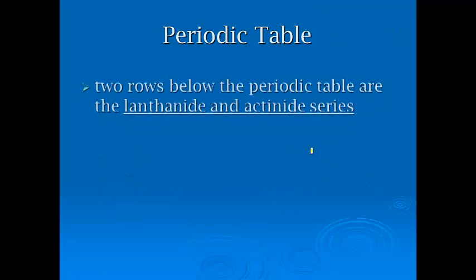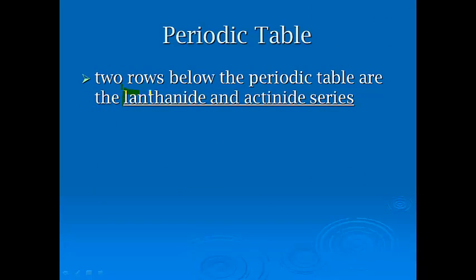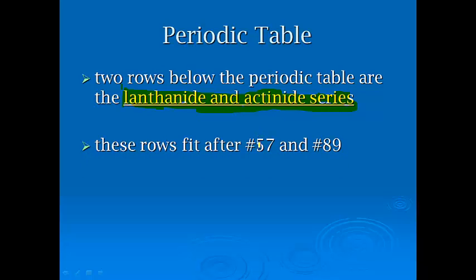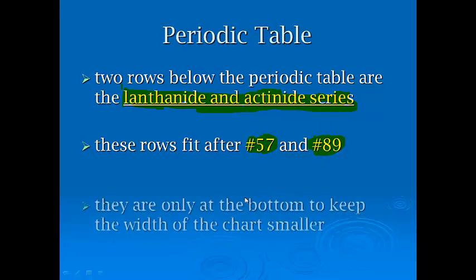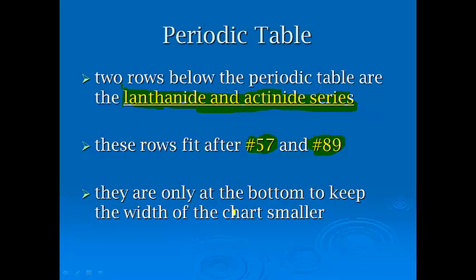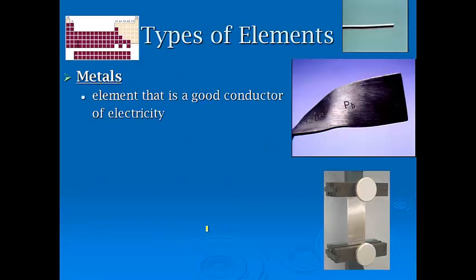Okay, so you're going to get a lot of variability, from things that are extremely reactive to things that are not reactive at all. Now, there are 2 rows that almost look detached down from the bottom. They are what we refer to as the lanthanide and the actinide series. So they're way down at the bottom if you look at a periodic table. These rows actually fit in above number 57 and number 89. So it's really just an ease of printing deal. That's the reason they're down below, but they do actually fit in, and I'll show you what that means. They're only at the bottom of the chart to keep the width of the chart smaller. It'd be really difficult to get that printed on one page where we could actually read it.